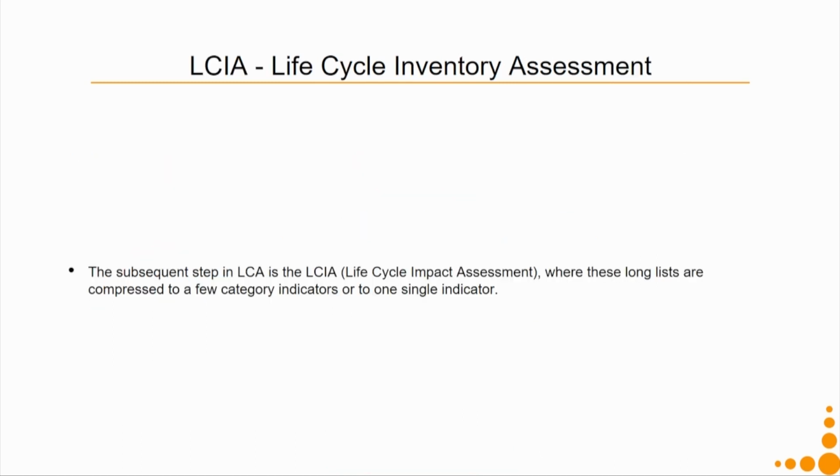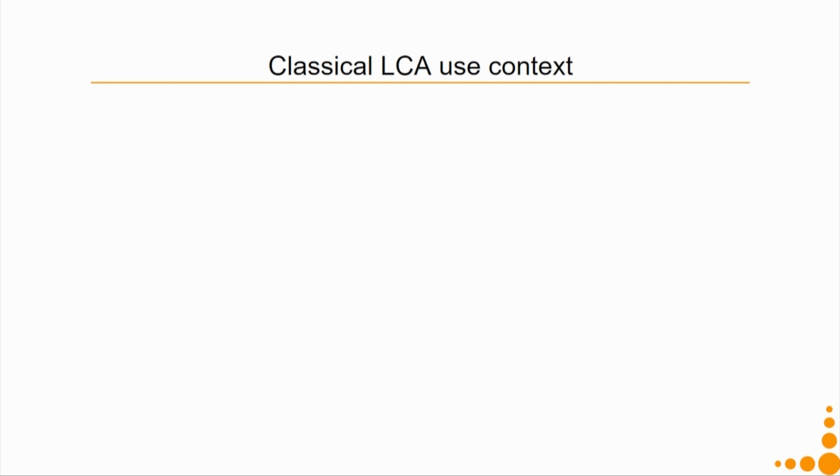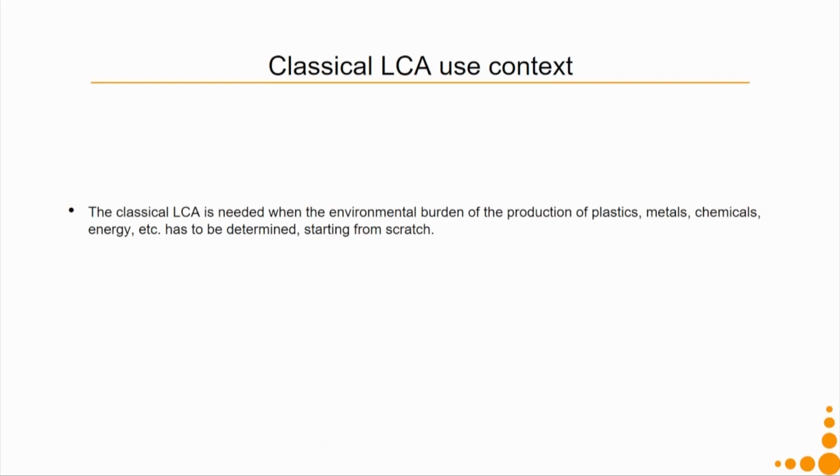Then what we do is life cycle inventory assessment. So, the subsequent step of LCA, where these long lists are compressed to a few category indicators or to one single indicator. So, classical LCA use context. The classical LCA is needed when the environmental burden of the production of plastics, metals, chemicals, energy, etc. has to be determined starting from scratch.